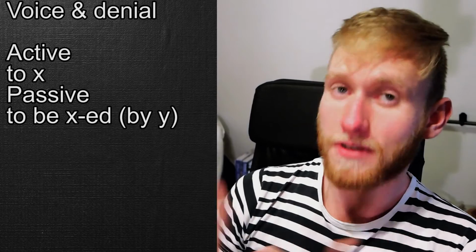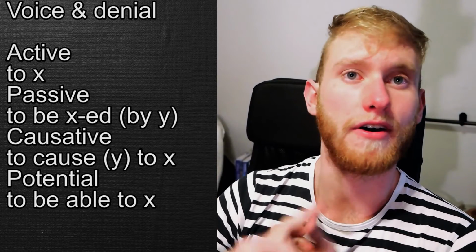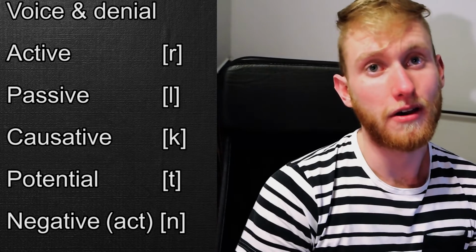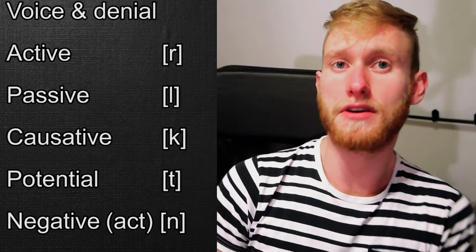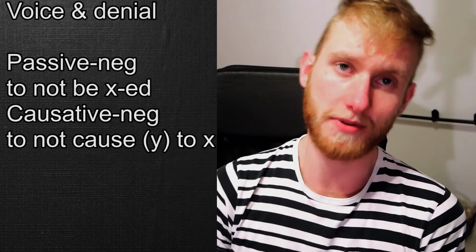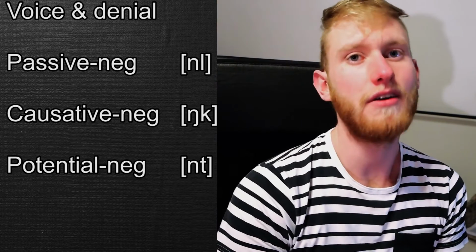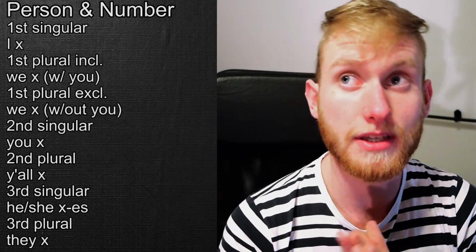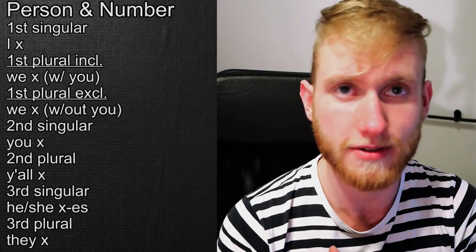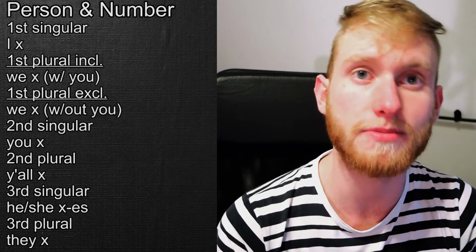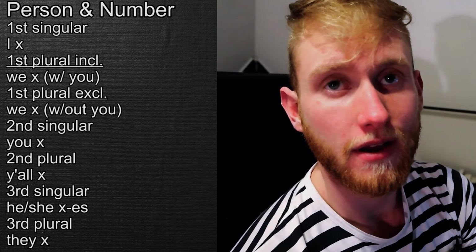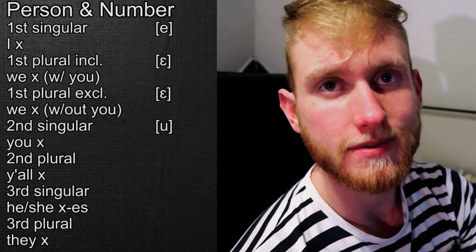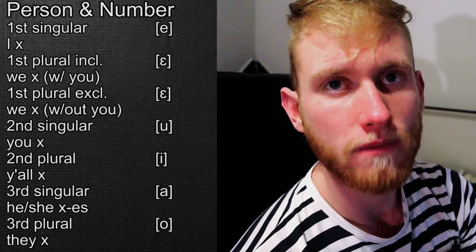So let's examine the options for the first consonant. There are the active voice, passive voice, causative, potential, and the negative. So that gets you r, l, k, t, n. And the good thing is you can combine the negative with the causative, the potential, and of course the passive. N, l, n, k, and n, t. The first vowel is pretty straightforward, except that the inclusive and exclusive first person plural are smashed together. The corresponding vowels are I, E, U, I, A, O.